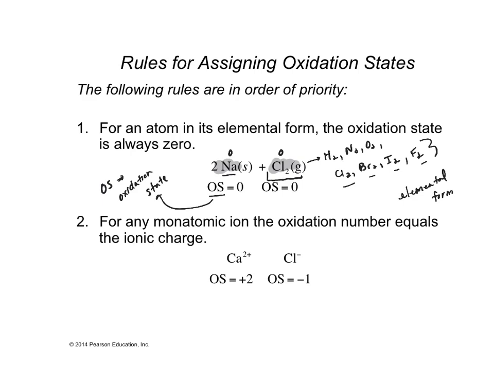All right, so then rule number 2 with respect to assigning oxidation states: if you have a monoatomic ion, so things like calcium 2+ or chlorine 1-, the oxidation state is just going to be the charge of the ion. So the oxidation state of calcium 2+ is +2, and of chloride is -1. If you have a monoatomic ion, the oxidation state is just going to equal the charge of the ion. That's a pretty easy one.